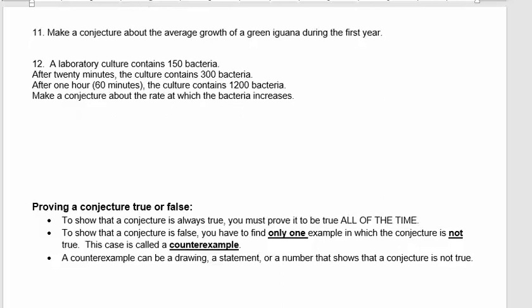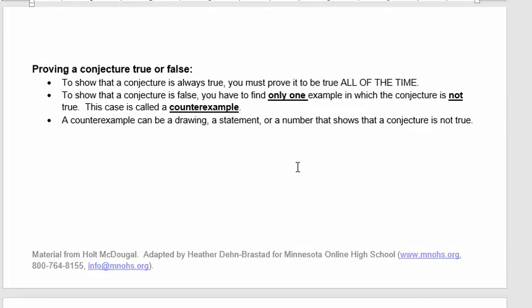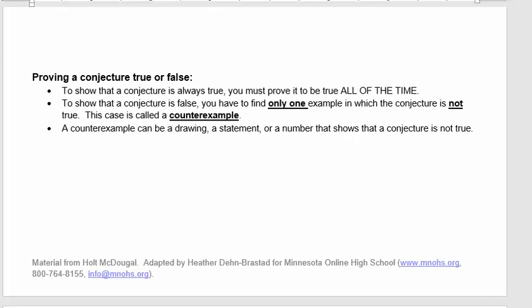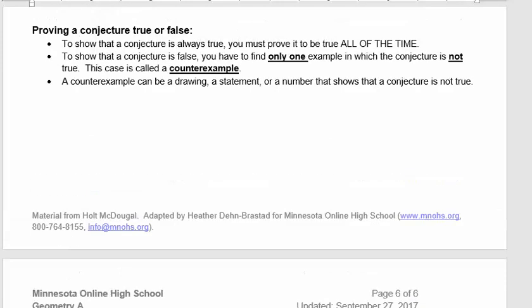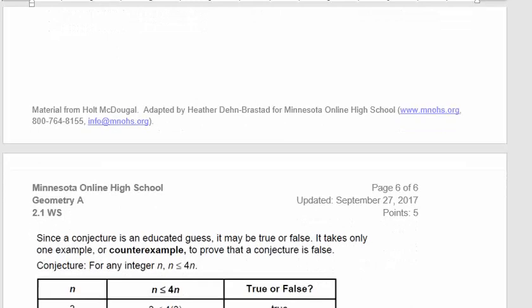Okay, and then the last part of this worksheet is proving a conjecture true or false. To show that a conjecture is always true, you must prove it to be true all of the time. This is difficult to do. This is why we do proofs in geometry, and we'll do that soon. However, to show that it's false, you only have to find one example in which it's false. This is called a counterexample. So that might be a drawing, a statement, or a number that shows the conjecture is not true. So it's much easier to prove that a conjecture is false than to prove that it's true.